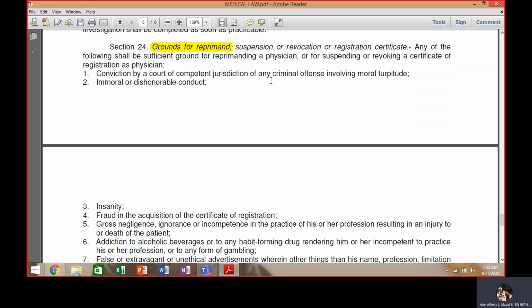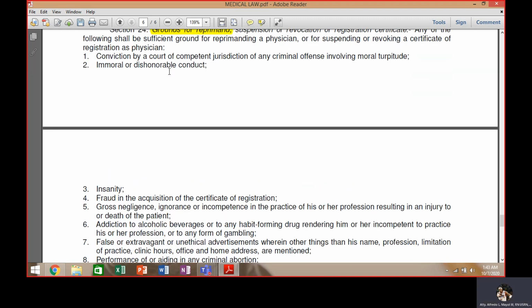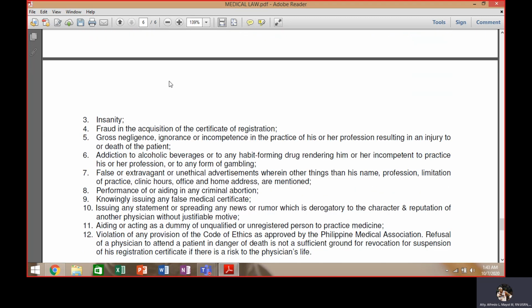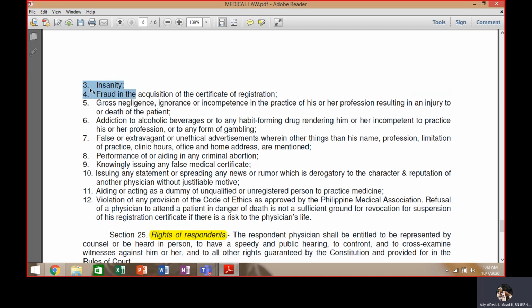Next is Section 24, grounds for reprimand, suspension, or revocation of registration certificate. So any of the following shall be sufficient ground for reprimanding a physician or for suspending or revoking a certificate of registration as physician. So if your certificate of registration is revoked, then you can no longer practice medicine, okay? First, conviction by a court of competent jurisdiction of any criminal offenses involving moral turpitude. Second, immoral or dishonorable conduct. Third, insanity, okay? Of course, if the person is insane, should never practice medicine.